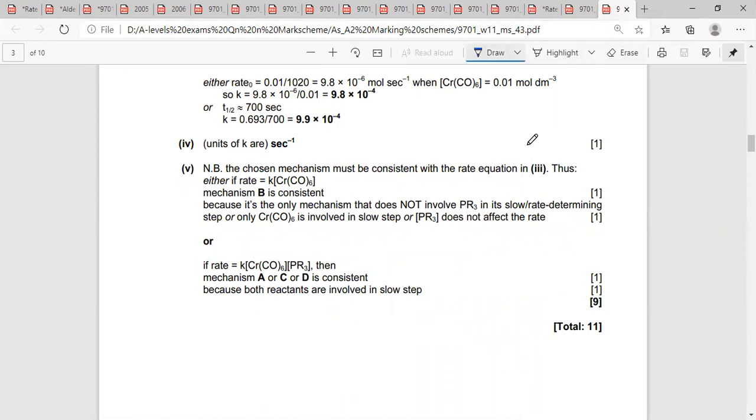Mechanism B is consistent because it's the only mechanism that does not involve PR3 in the rate determining step, just like the rate law doesn't involve carbon monoxide. Only this one is there. Therefore, the concentration of PR3 does not affect the rate.